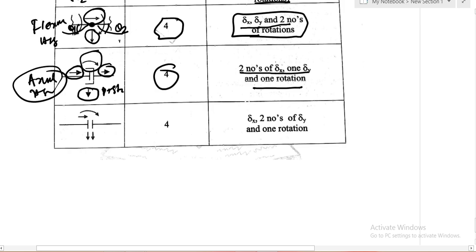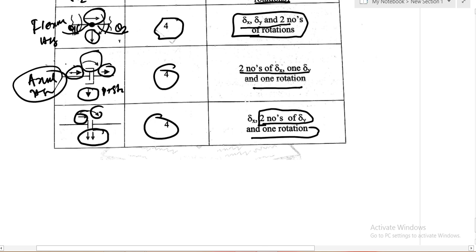So now you take the example of the shear hinge. In the shear hinge, it can move in y direction independently, okay. So it can move in y direction independently, and 1 in x direction, 1 rotation. How many total? 4. Which ones? 2 numbers of del y, 1 del x and 1 rotation, okay. I hope it is clear.